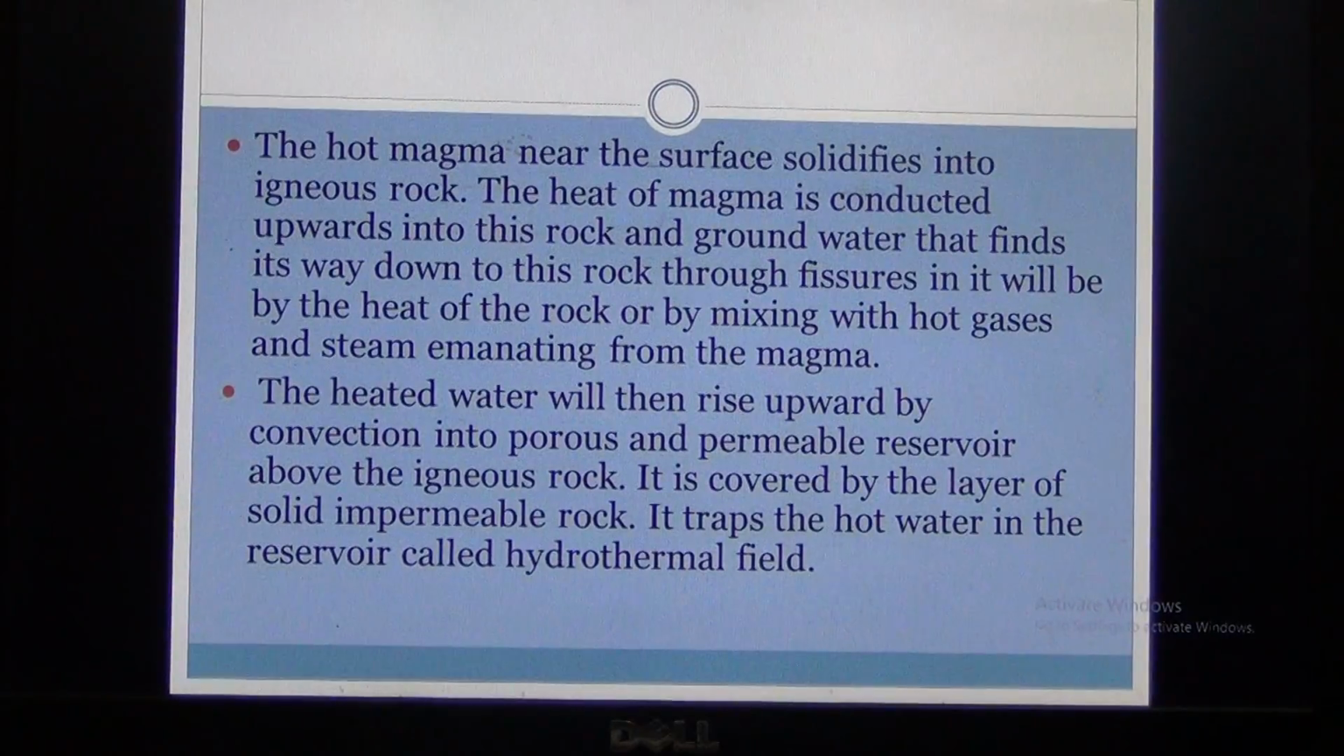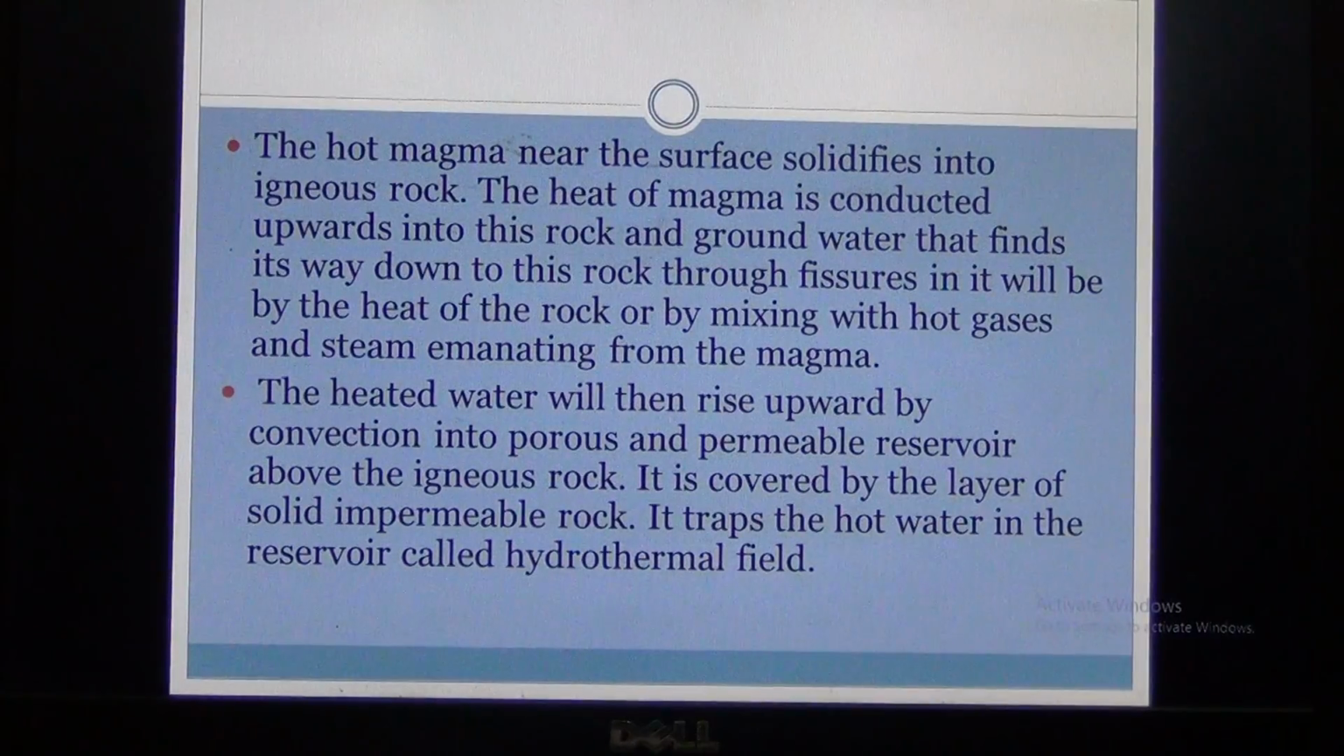The hot magma near the surface solidifies into igneous rock. The heat of magma is conducted upwards into this rock, and groundwater that finds its way down to this rock through fissures is heated by the rock, or by mixing with hot gases and steam emanating from the magma. The hot water will then rise upward by convection into a porous and permeable reservoir above the igneous rock. It is covered by a layer of solid impermeable rocks. It traps the hot water in the reservoir called hydrothermal fields.